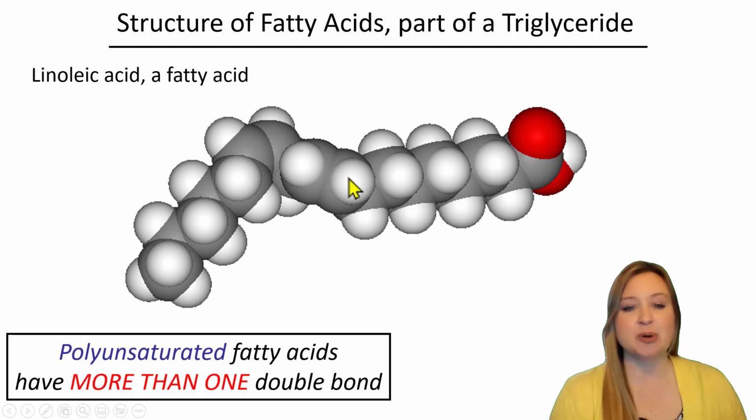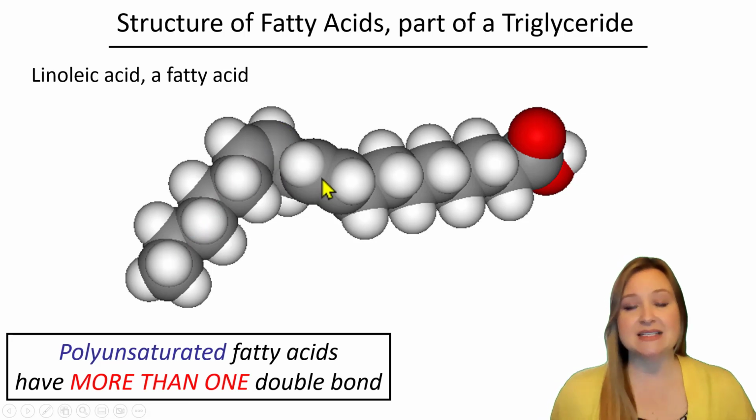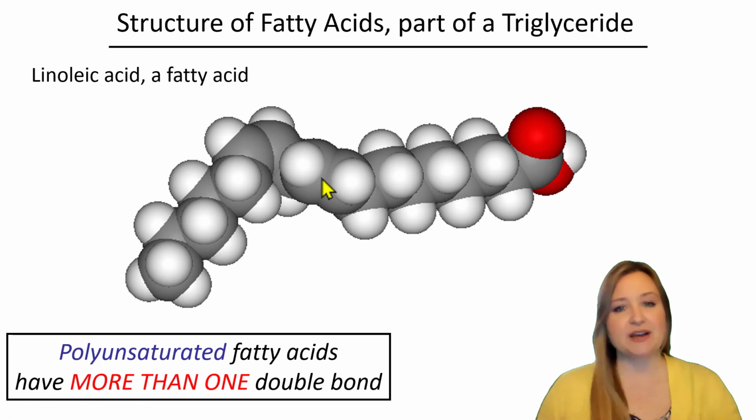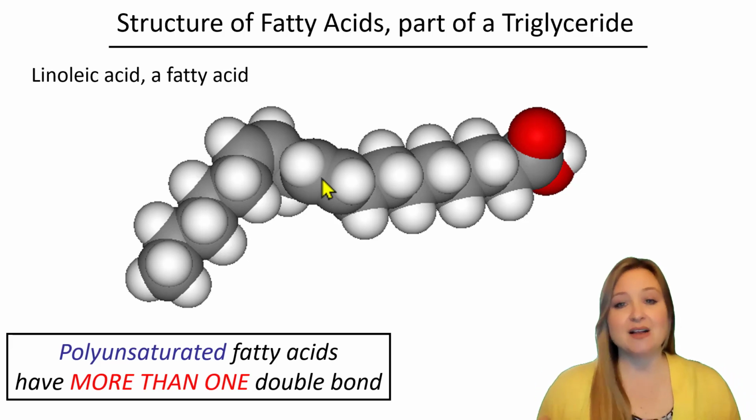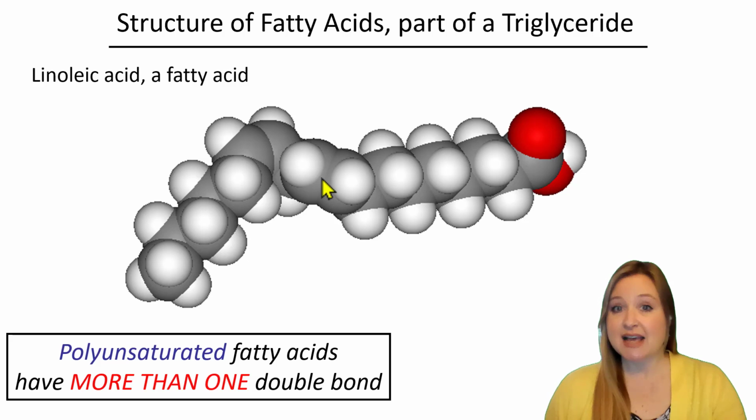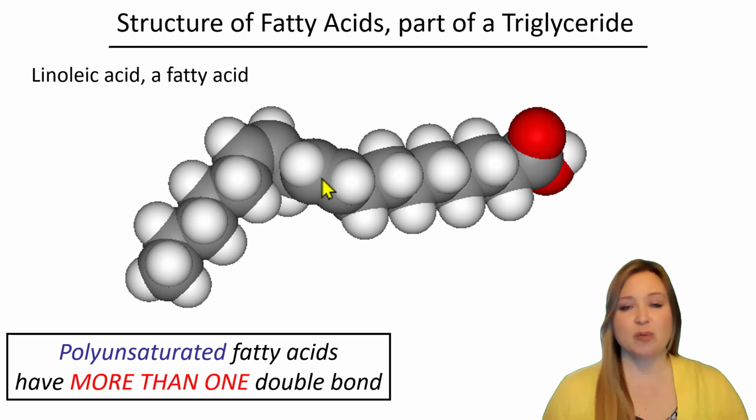Here, because there's a double bond. And it continues along. Oh, another bend here as it points down. So there are two double bonds here in linoleic acid. Every time we find a double bond, the molecule structure is going to bend at that point. So just by looking at a structure like this, you can tell whether it's saturated, unsaturated, and if it's unsaturated, whether it's monounsaturated or polyunsaturated.